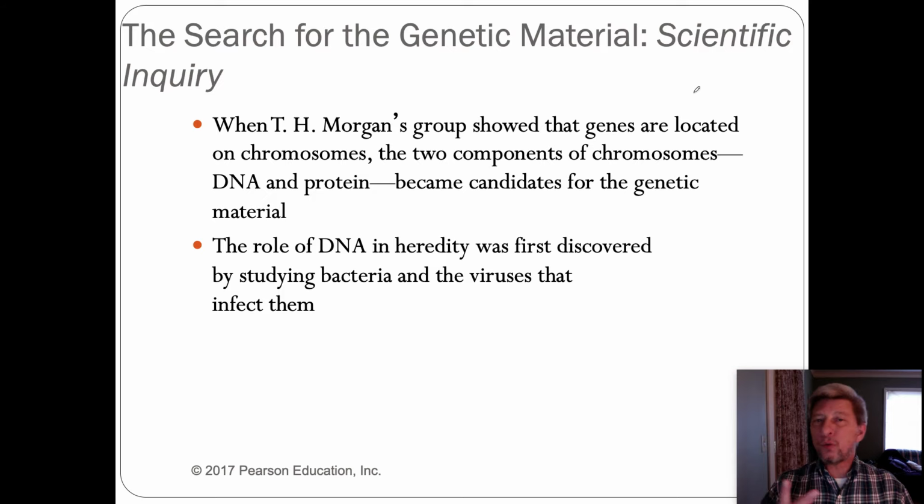But there were two different components in chromosomes. Chromosomes are made not only of DNA. That's kind of a myth that's out there. It's not just DNA that makes up chromosomes, but also proteins that hold the DNA together. And so both DNA and protein became candidates for genetic material. It wasn't until people started studying bacteria and viruses that DNA really became the front runner for the molecule of inheritance.